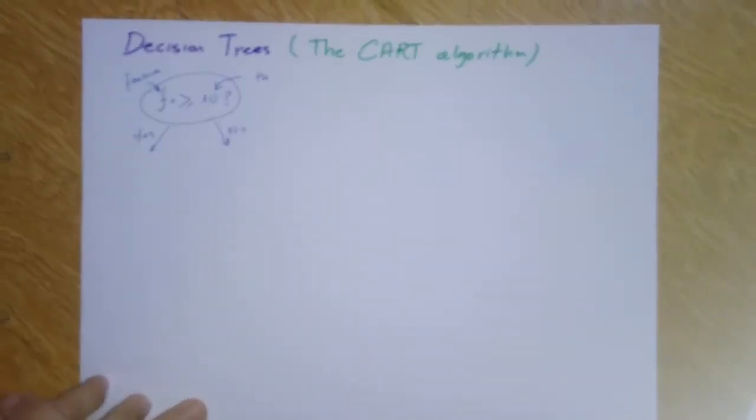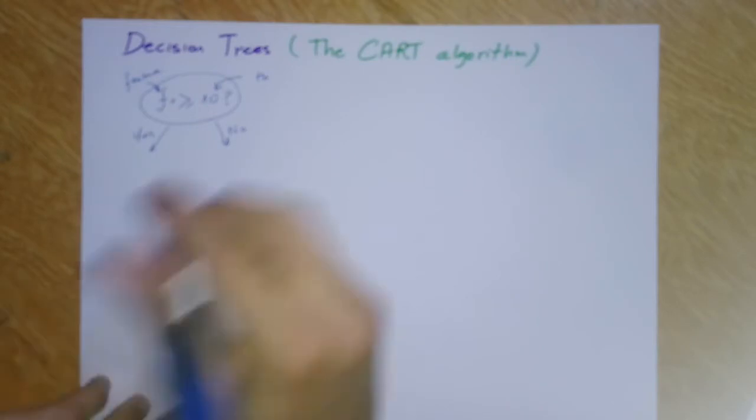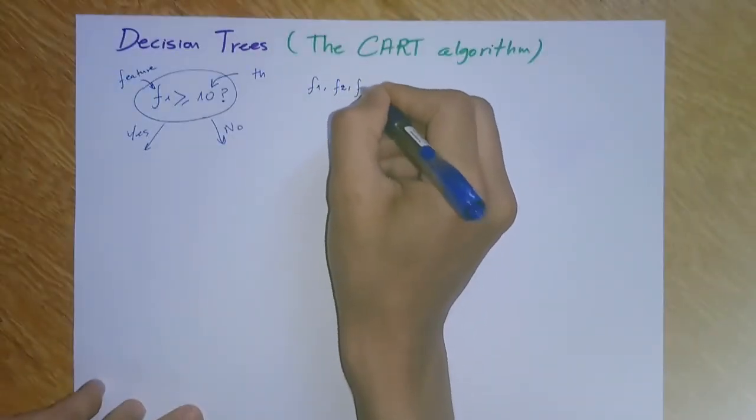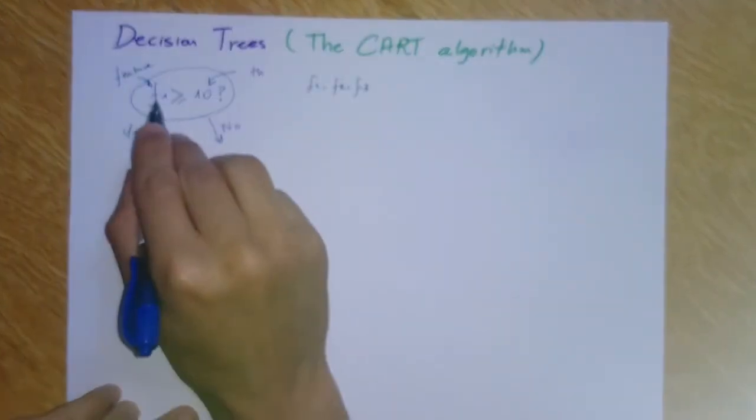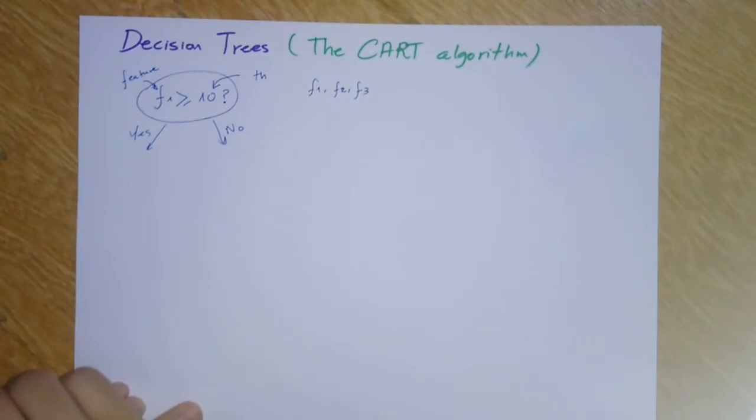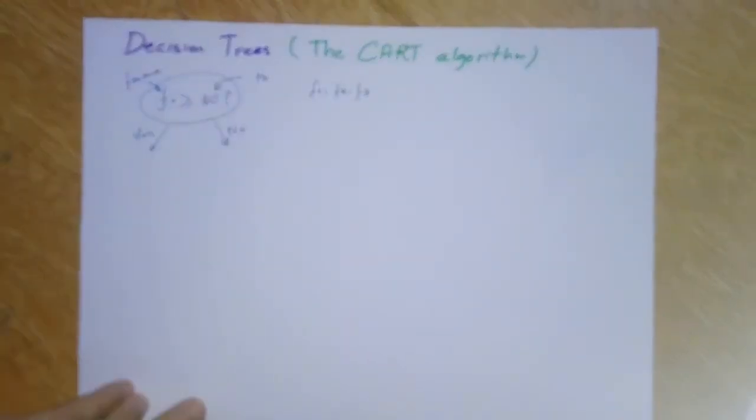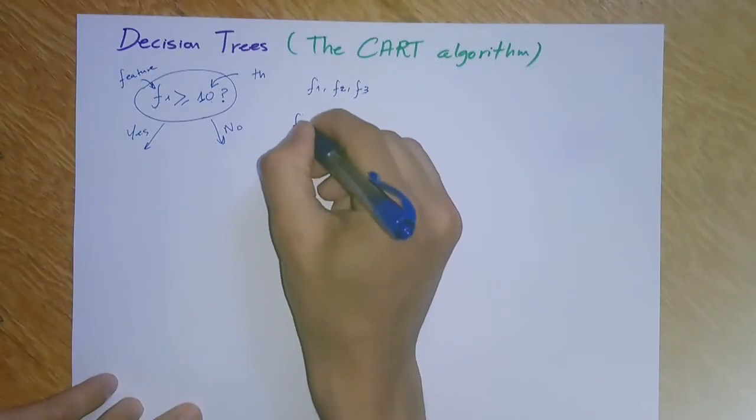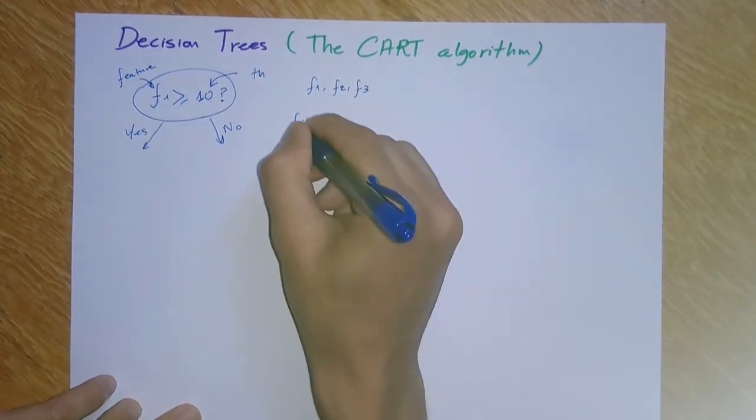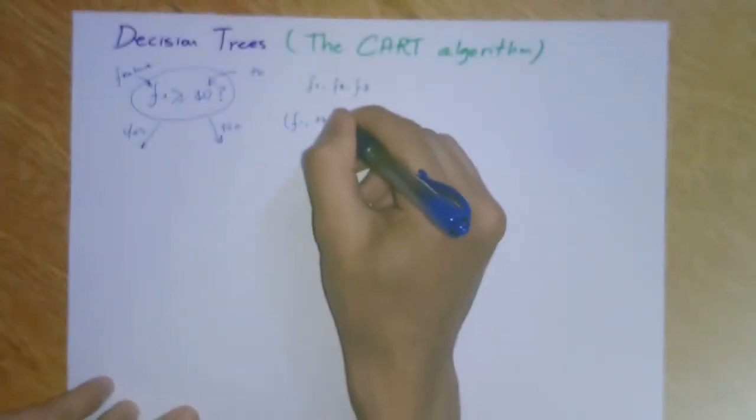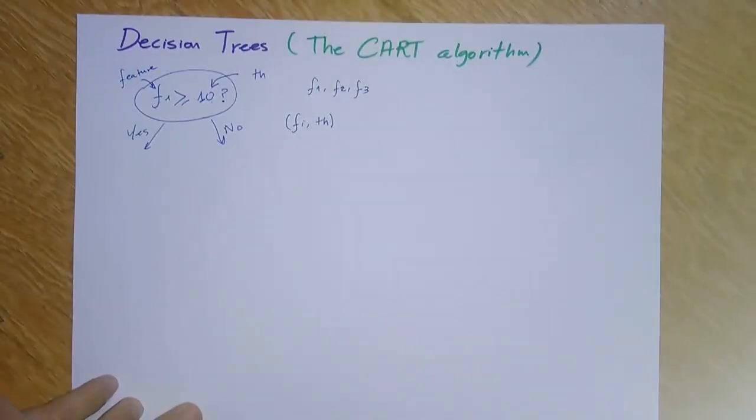But now the problem is how to know which feature to ask a question about, because I may have more than one feature. I can have f1, f2, and f3. So why did I choose f1 instead of f2? Also, about the threshold, why did I choose the value 10 instead of another value, for example 5 or 15? This is what the CART algorithm can identify. It can identify the pair of feature fi and threshold that could separate our data in the best way.